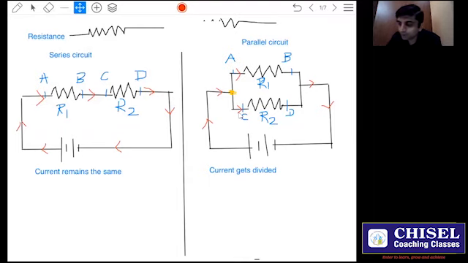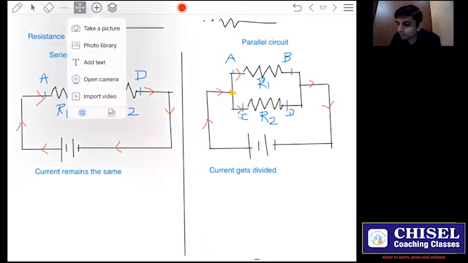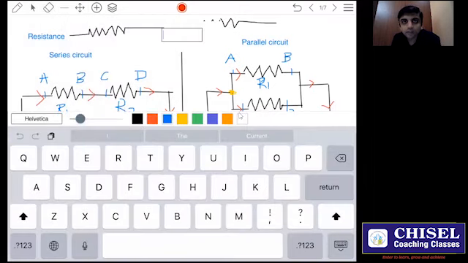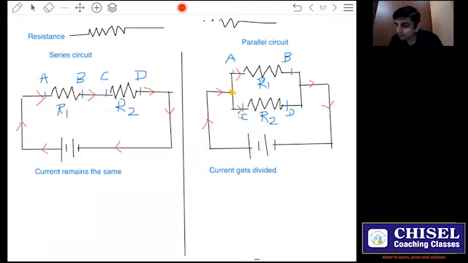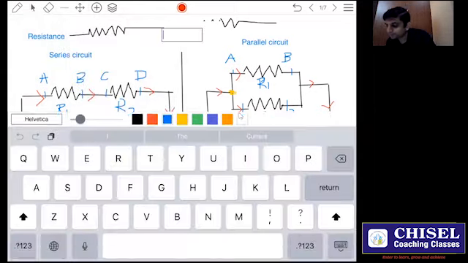Second very important point, when I told you that point A is connected to the positive terminal, point B is connected to the negative terminal, point C is connected to the positive terminal, point D is connected to the negative terminal. So what I am saying is, in this case, both the resistances R1 and R2 are directly connected to the battery.